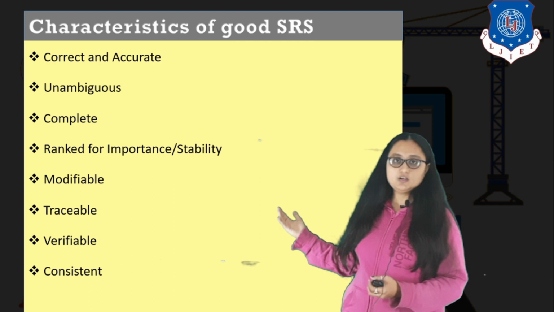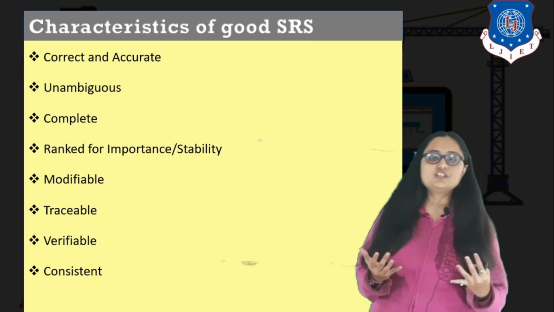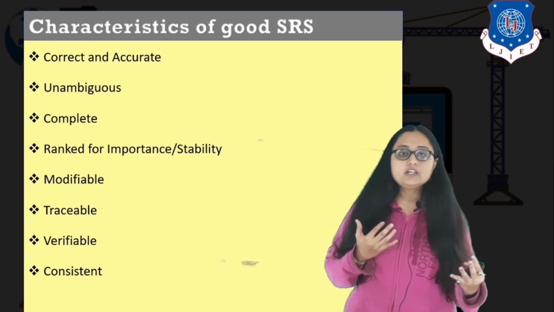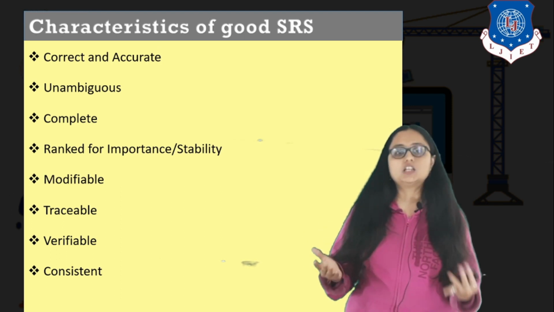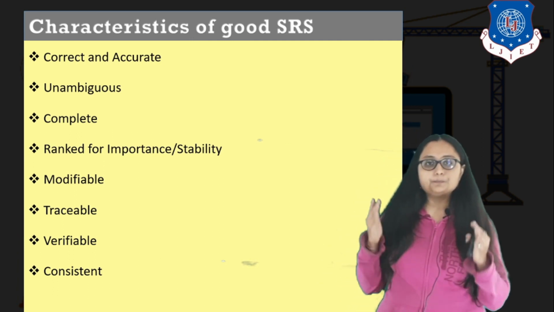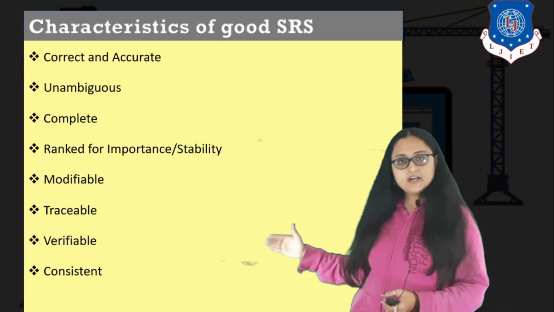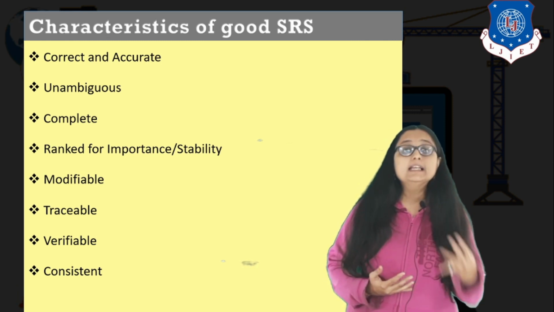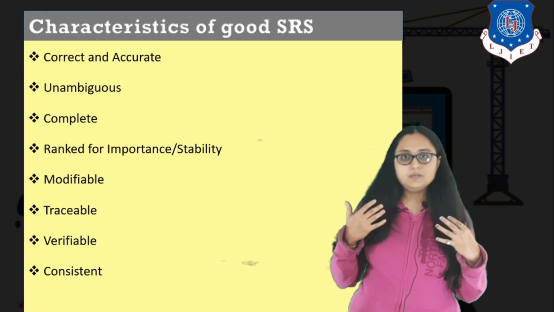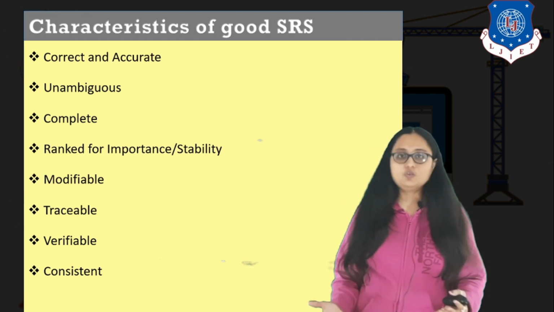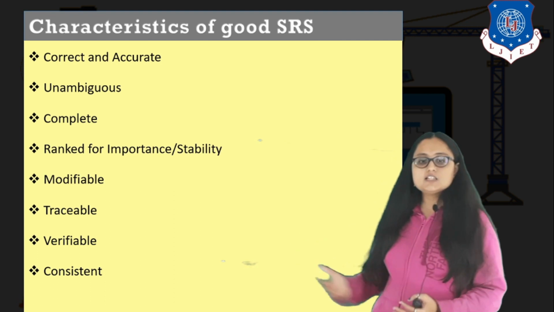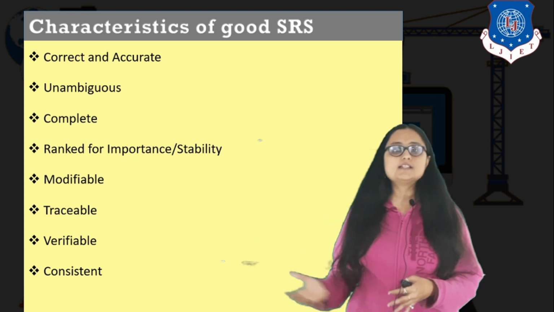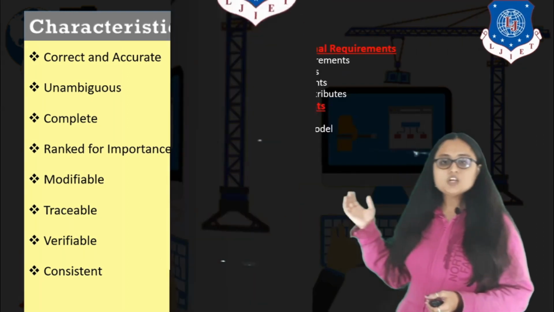It must be traceable. If the SRS itself is very complex, if I don't know what to see where, if it is not traceable, what is the use of the SRS? Nothing. So it must be very clear, precise and traceable. Verifiable, again it should be verifiable. I must be able to understand the details, and only then can I verify them. And the last is that it should be consistent. There should not be many inconsistencies in your SRS.